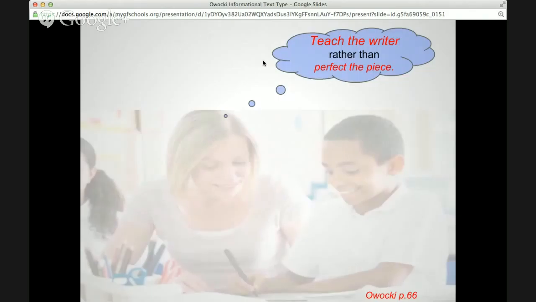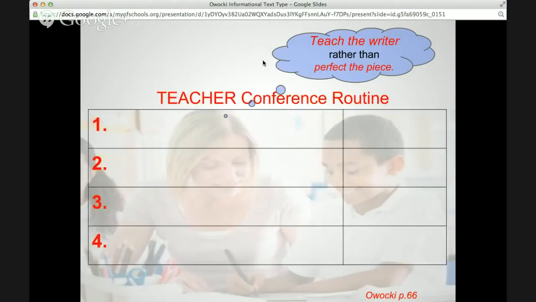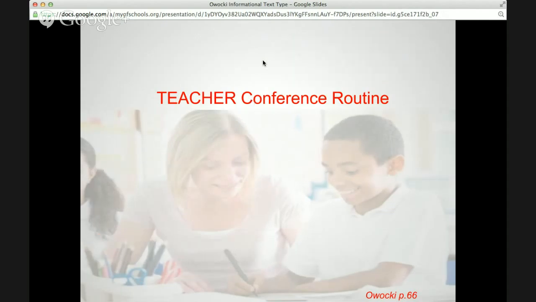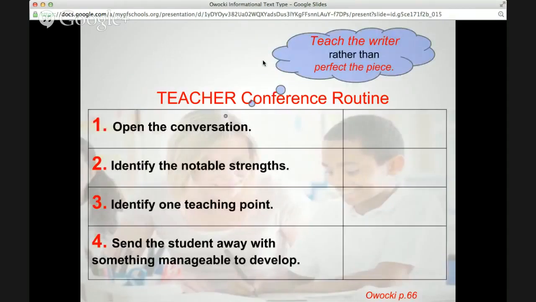So, keeping in mind that your goal is to teach the writer rather than to perfect the piece, she says there's only 4 basic steps to any teacher conference routine. You're going to open the conversation. You're going to identify notable strengths. You're going to teach one teaching point, and then you're going to send the student away with something manageable to develop. Okay? Now, her conference routine is going to be the same 4 steps if you're teaching Anchor 1, if you're teaching Anchor 7, if you're teaching Anchor 9.